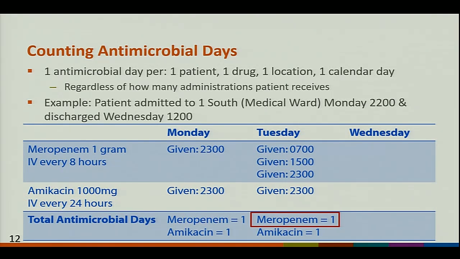On Tuesday, that same patient received meropenem 3 times and amikacin just once again. However, you'll notice that in the total antimicrobial day counts, that patient still only attributes 1 antimicrobial day for meropenem. And Wednesday, they just received the meropenem in the morning, so they would attribute 1 total meropenem day and 0 amikacin days since they did not receive amikacin on that calendar day.